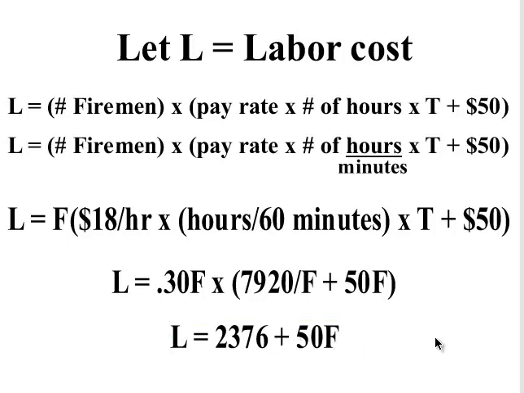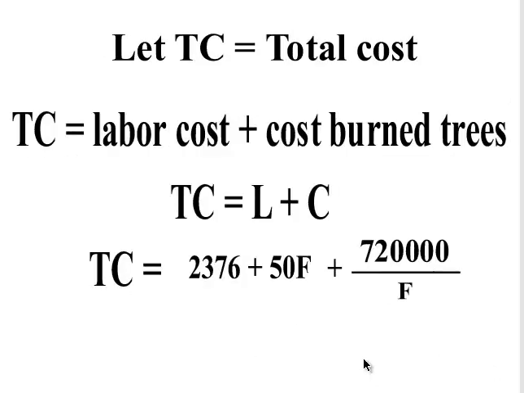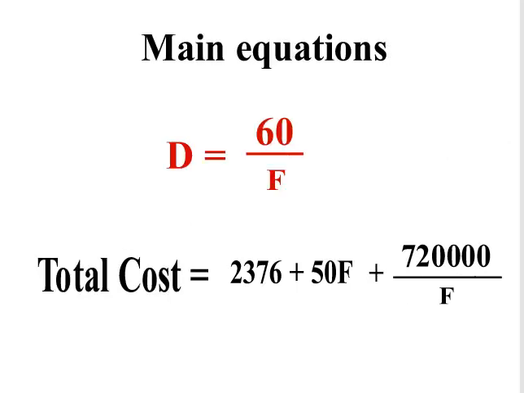And pretty soon we're going to lump all these together and just come out with one total cost. And there it is right there. So the total cost is going to be total labor cost plus the cost of the burned trees. So the labor cost we just figured out was 2376 plus 50F, plus the cost of the trees. We did that too. So this is your big formula for the total cost. Now I pulled out what I think are going to be the main formulas, and it's definitely going to be the total cost because we want to minimize that. And I put the distance ones up there because I wasn't sure.